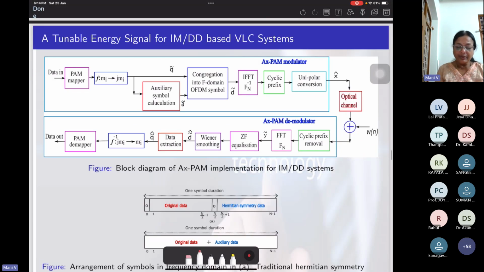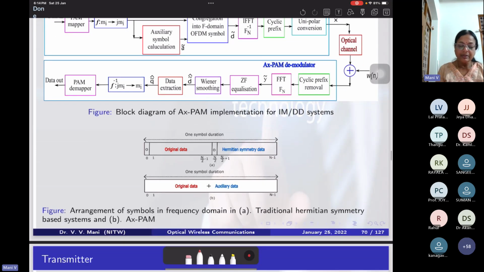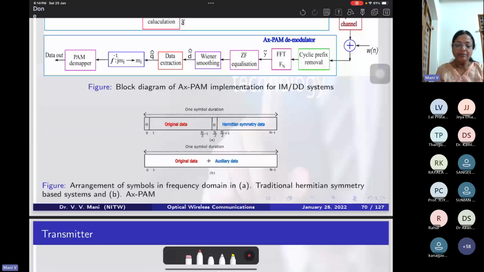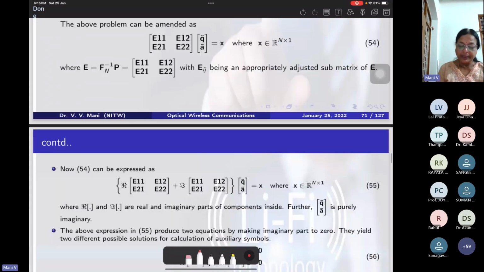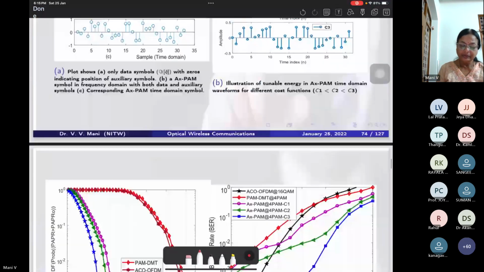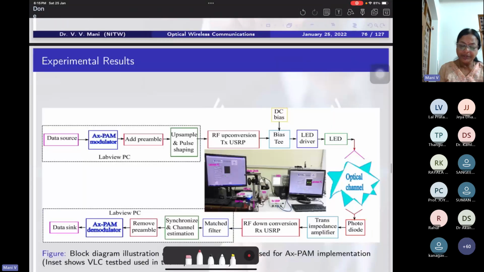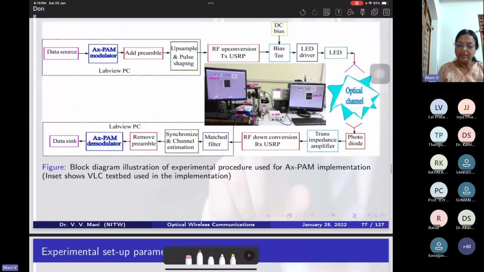With that format, in one symbol duration, we have certain points of original data and Hermitian symmetry data, right? Now we have entirely removed the Hermitian symmetry block. So in one symbol duration, we have used our original data and auxiliary data. The arrangement is done such that the output will always be real. Those arrangements are given in this format, and we could publish a good work using the auxiliary data.